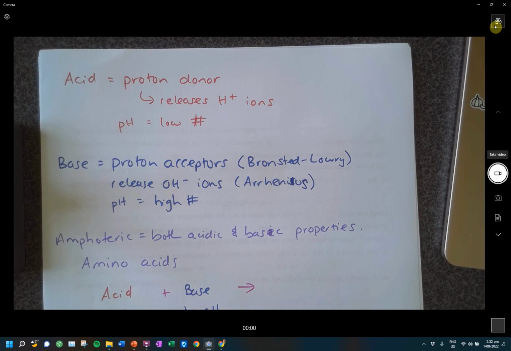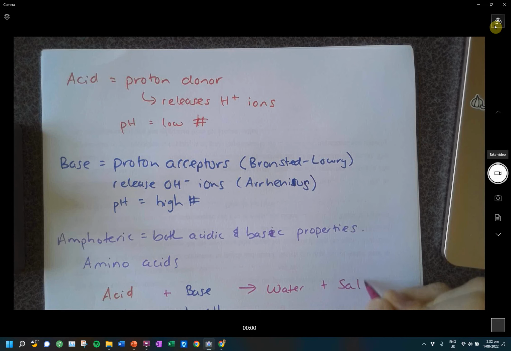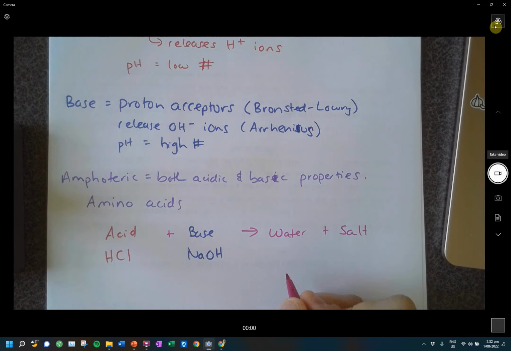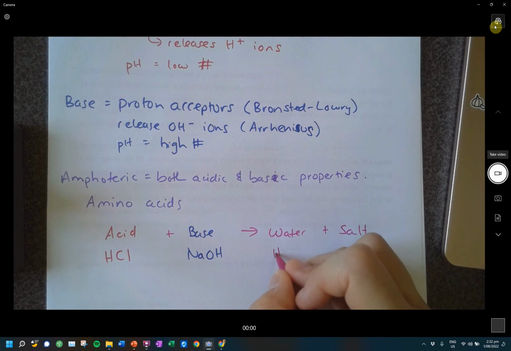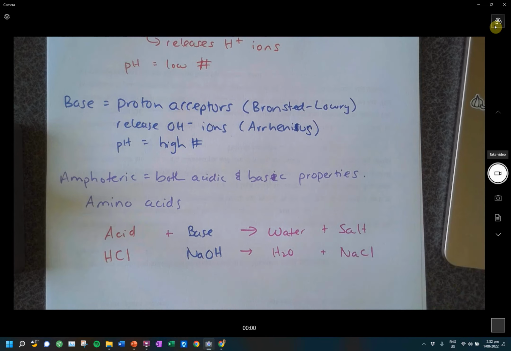And our byproduct will be a water and a salt. So in this case, if I was looking at this reaction here, that would be H2O, and that would be NaCl. So that's what we're looking at when we're thinking about neutralization reactions.